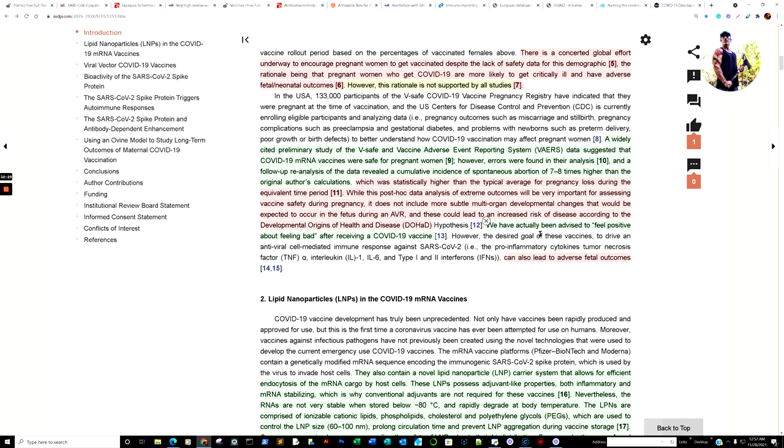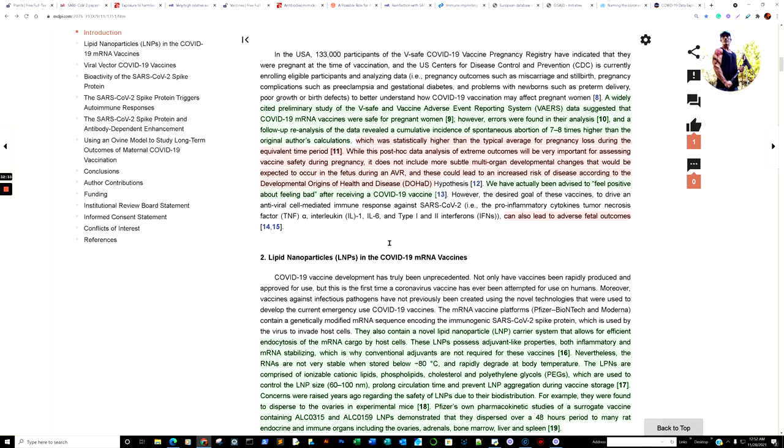We have been advised to feel positive about feeling bad after receiving a COVID-19 vaccine. However, the desired goal of these vaccines is to drive an antiviral cell-mediated immune response against SARS-CoV-2, obviously I'm reiterating from the beginning, which can also lead to adverse fetal outcomes.